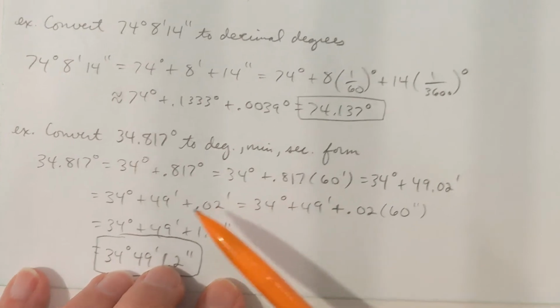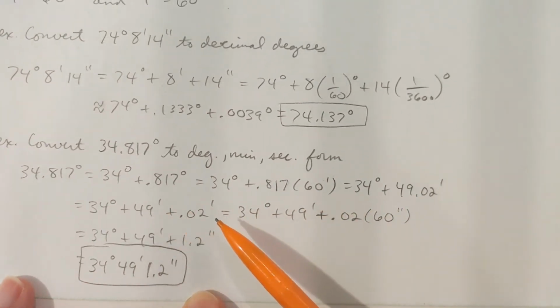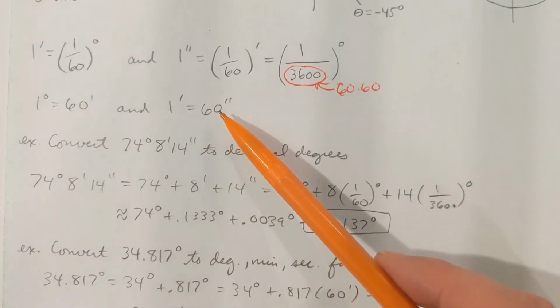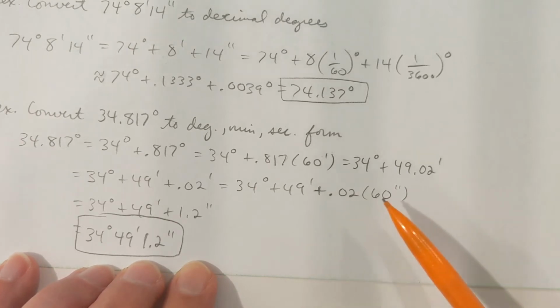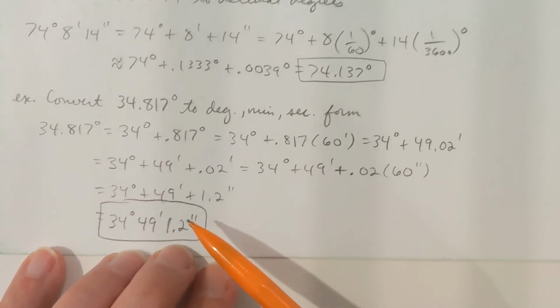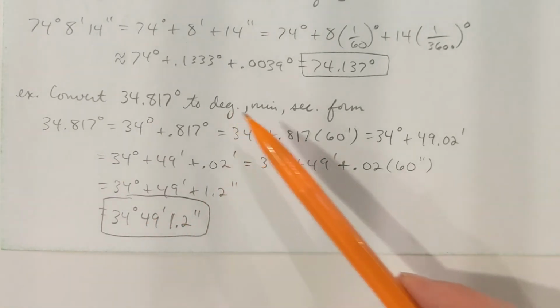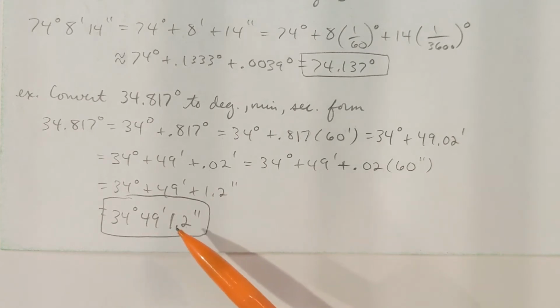And 49.02 minutes is the same as 49 minutes plus 0.02 minutes. And 1 minute is the same as 60 seconds. So 0.02 minutes would be the same as 0.02 times 60 seconds, or 1.2 seconds. And when you combine this into a degree, minutes, seconds form, 34 degrees, 49 minutes, and 1.2 seconds is the angle that we're describing there.